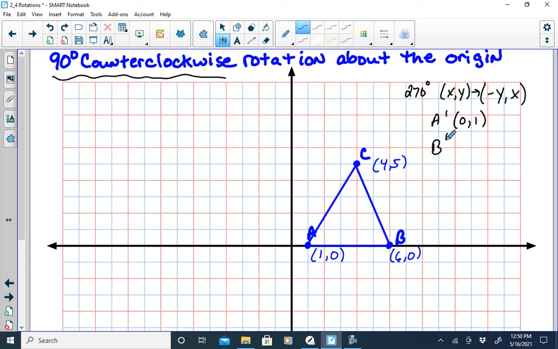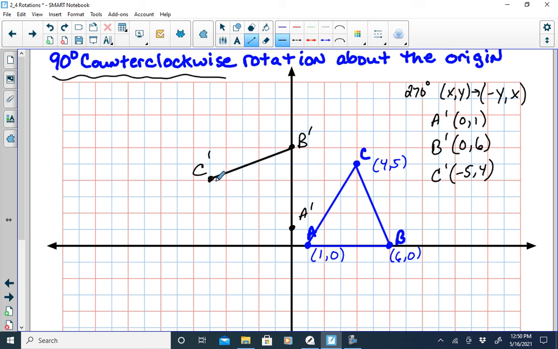B prime would be located where? Opposite of y comma x would be 0 comma 6. And then we have C prime. C prime, we want the opposite of the y value, which would be negative 5 comma 4. Okay, let's graph those ordered pairs. 0 comma 1 is going to be here. So our A prime. Our B prime is 0 comma 6. So our B prime. And our C prime, negative 5 comma 4, would be here. That's our C prime.